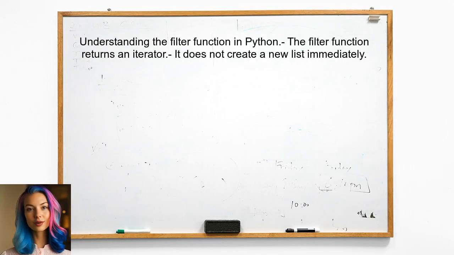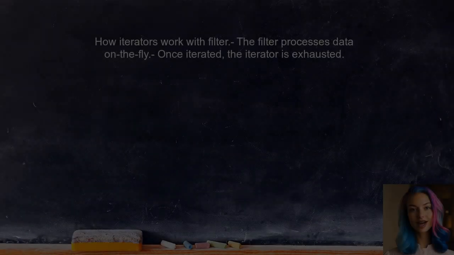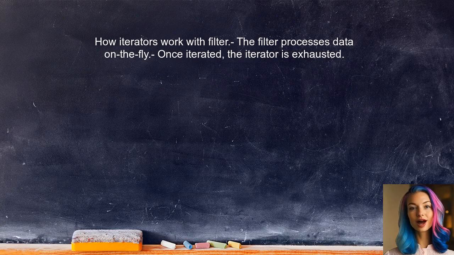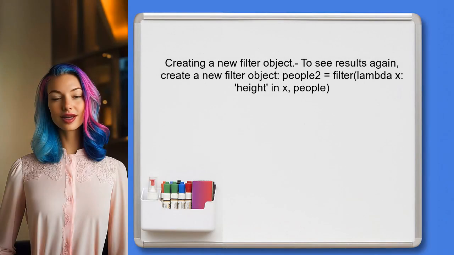The first step in understanding this issue is to recognize how the filter function works in Python. When the user applies the filter function, it returns an iterator, not a list. When the user calls the filter function, it processes the input data and generates results on the fly. This means that once the user has iterated over the results, the iterator is exhausted. To see the results again, the user needs to create a new filter object. This can be done by calling the filter function again with the same input data.